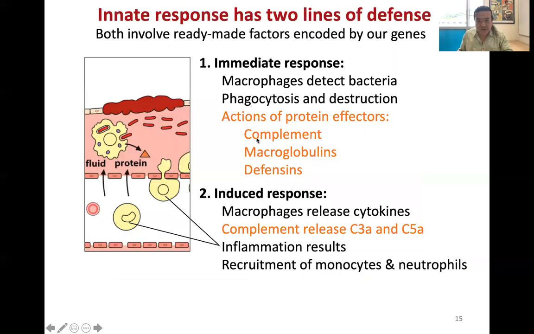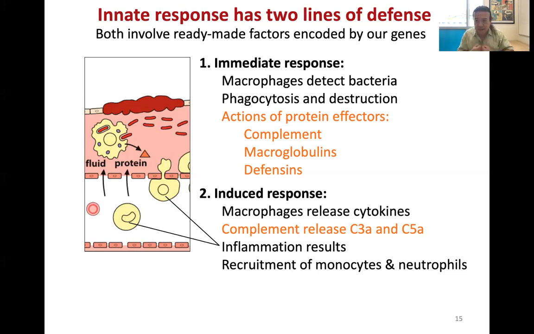So those are examples then of immediate responses, stuff that's always present, ready to go. But remember, it is possible that the amount of bacteria that got into the cut is more than what can be conveniently handled by something like macrophages or even the complement proteins there. Therefore, the second part of our innate built-in pre-programmed immune response is the induced response.